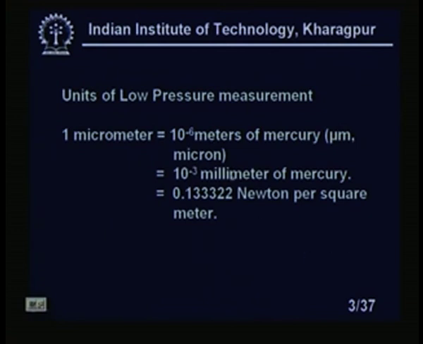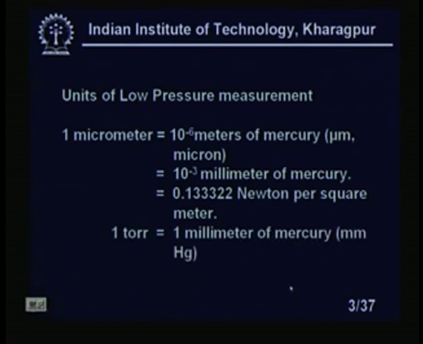So, 1 micron is equal to 10 to the minus 3 millimeter of mercury, equal to 0.133322 Newton per square meter. And 1 torr is 1 millimeter of mercury. 1 torr is the lowest pressure measuring unit. So, we call it 1 millimeter of Hg or 1 millimeter of mercury.